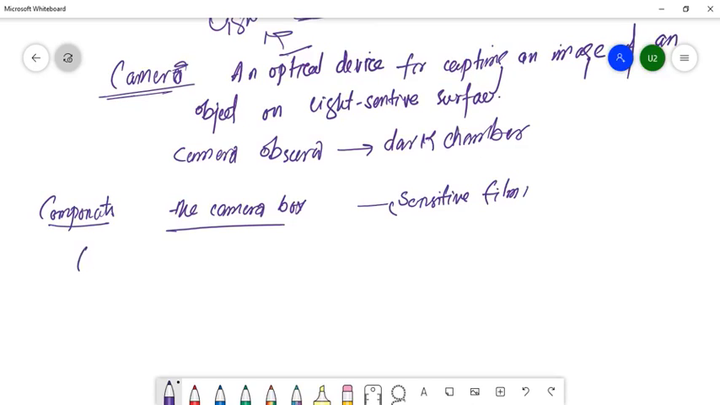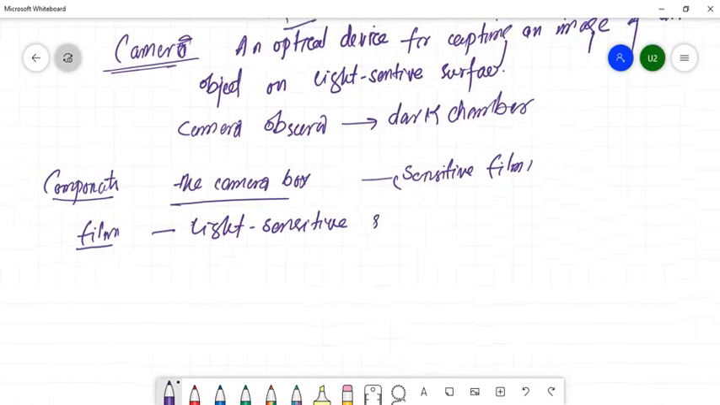Another one is film, and as we already discussed, film is a light-sensitive strip, usually spooled either manually or automatically, right? So it is a light-sensitive strip.